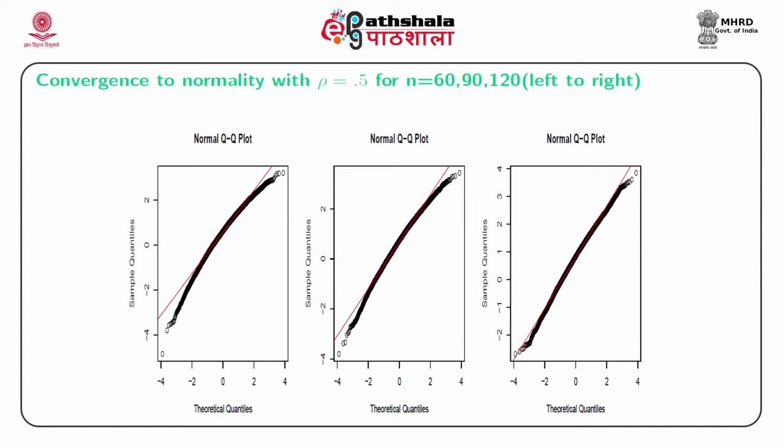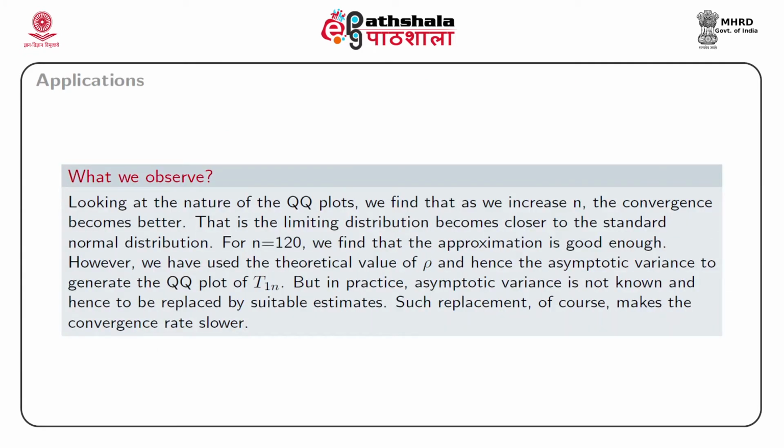So looking at the figures, what do you observe? These QQ plots tell us that as we increase n, that is the sample size, the convergence becomes better. That is, the limiting distribution becomes closer to the standard normal distribution. For n equal to 120, we find that the approximation is good enough. However, we have used the theoretical value of rho and hence the asymptotic variance to generate the QQ plot of T1n. But in practice, asymptotic variance is not known and hence to be replaced by suitable estimates. Such replacement, of course, makes the convergence rate slower.